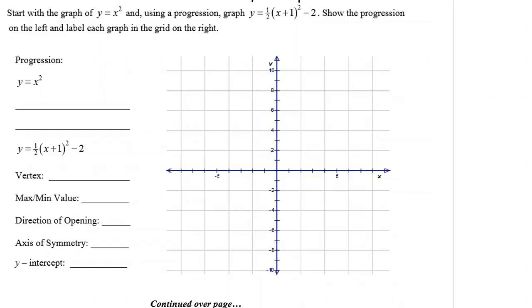Hello. In this video, we're going to work through the graphing of this relationship, y equals 1/2 (x plus 1) squared minus 2, using our ideas of transformations. So the first thing we want to think about is what are the progressions that are happening. And I like to say, what are the transformations that I'm going to apply and in what order? And the really important thing here to remember is the following. Shifts last.